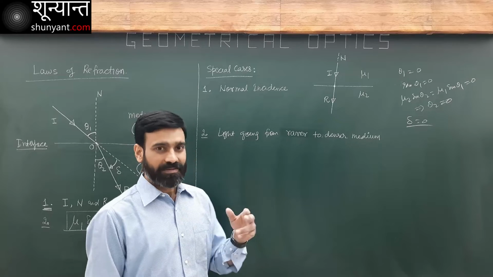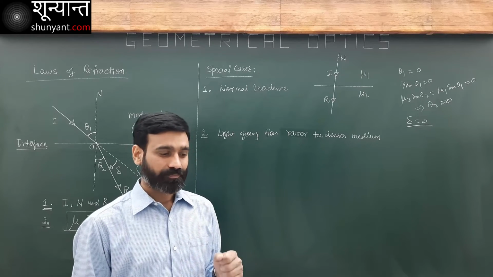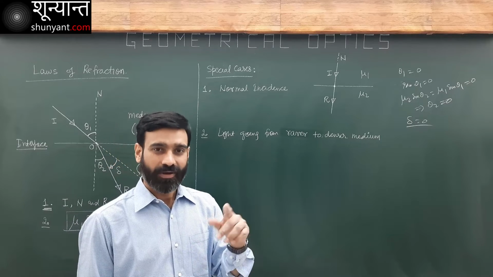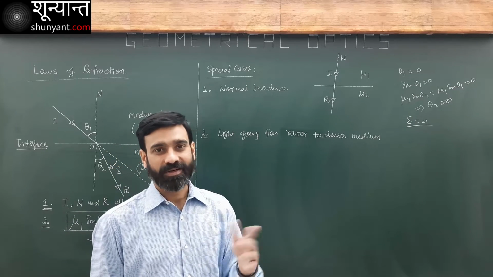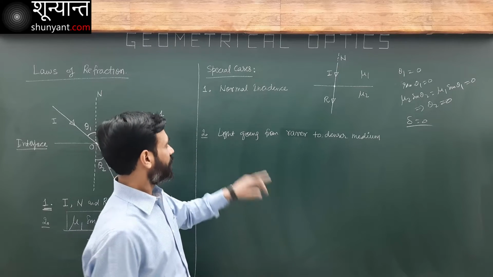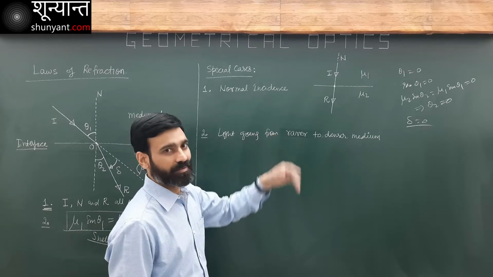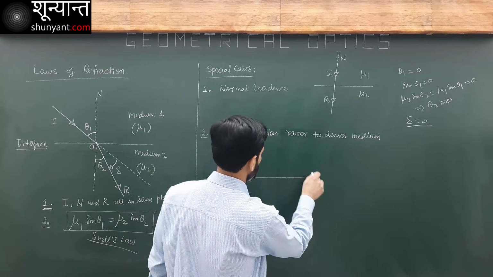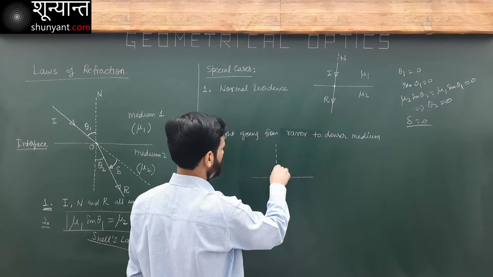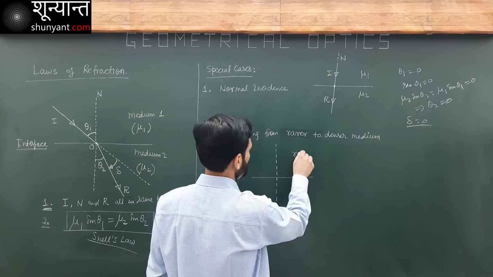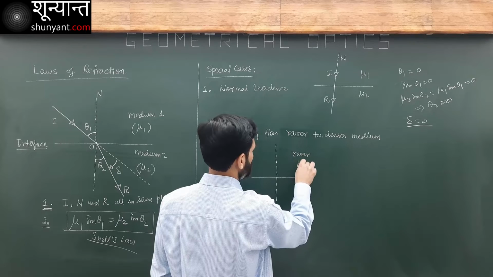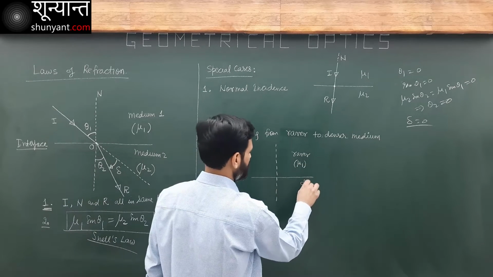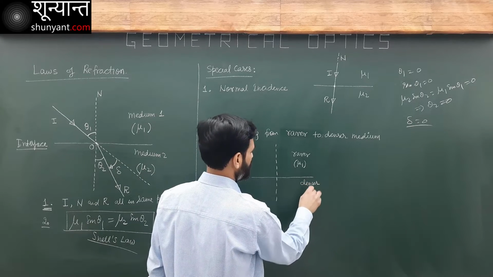If refractive index does not change, then the medium has not changed for light. That means out of two mediums, if refraction is happening, light going from one to the other, one is going to be rarer, the other is going to be denser. So we are taking this first case where light goes from rarer to denser medium. Let's say this is my rarer medium, its refractive index is mu1. This is my denser medium, mu2.